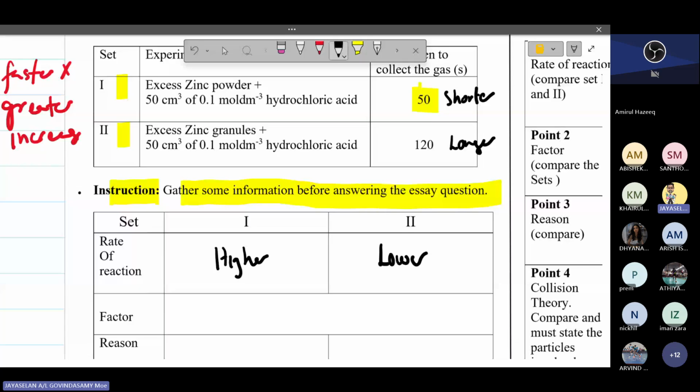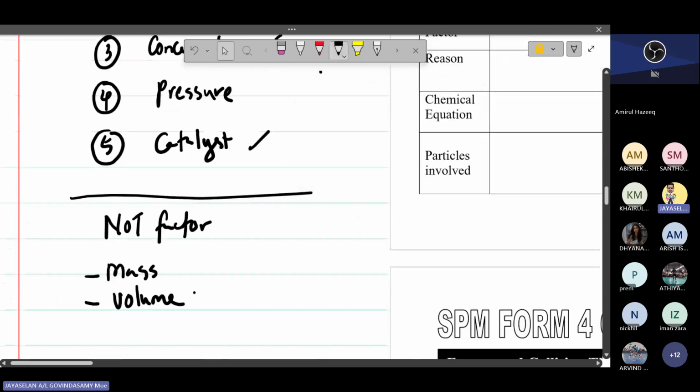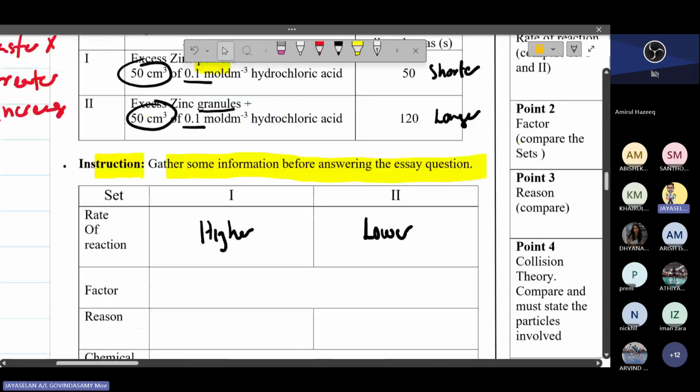That is reaction, not rate of reaction. Now you go and find the factor. What is the factor? The factor involved here, they use powder. Powder is smaller. When they use smaller powder, it has larger surface area exposed to the reaction. The other one they use granules. So the factor concentration is the same. Volume does not affect the rate of reaction. I already put it in which of the following volume does not affect the rate of reaction.